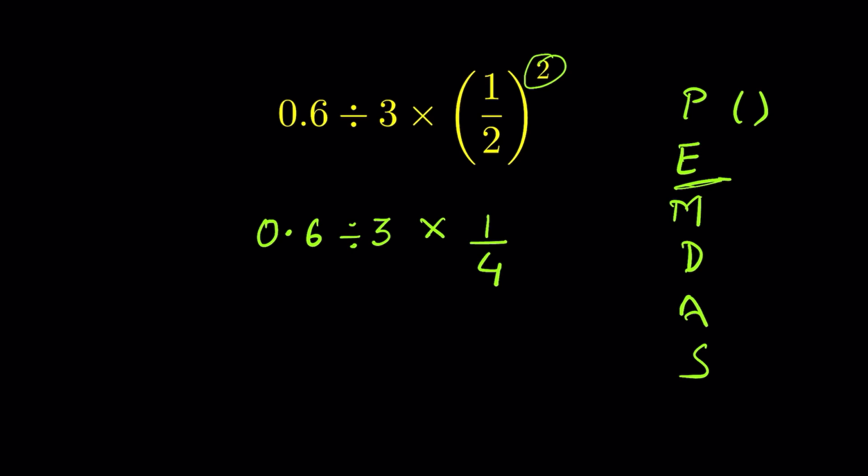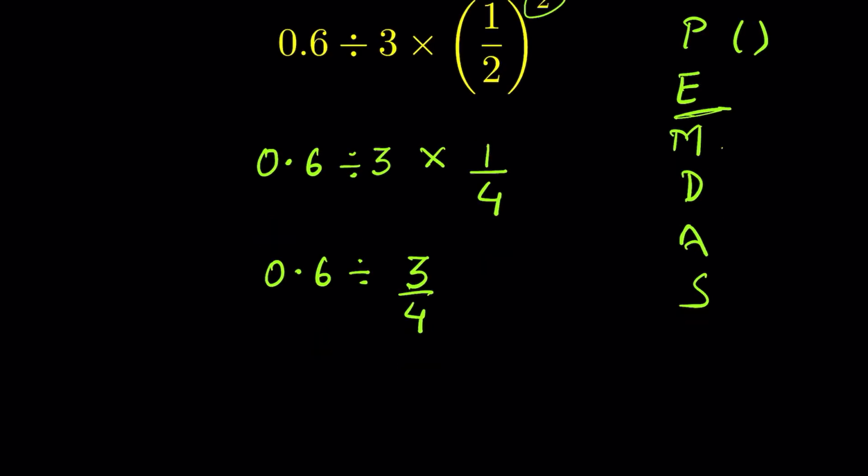Now if you follow PEMDAS, the letters say that you have to do multiplication first. So it will be 0.6 divided by 3 times 1/4, which is 3/4. After multiplication there is division, so it will be 0.6 division. We convert division into multiplication and the number after that gets inverted. So for 3/4 we have to write the reciprocal of it, so it will be 4/3.